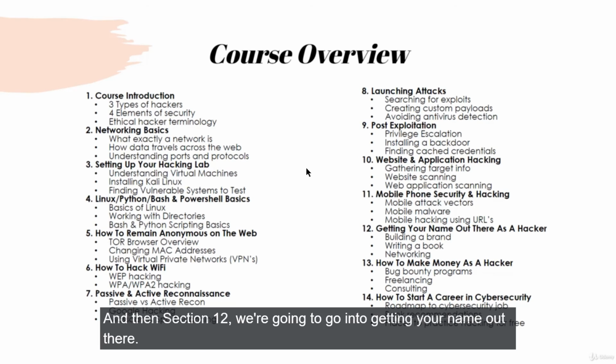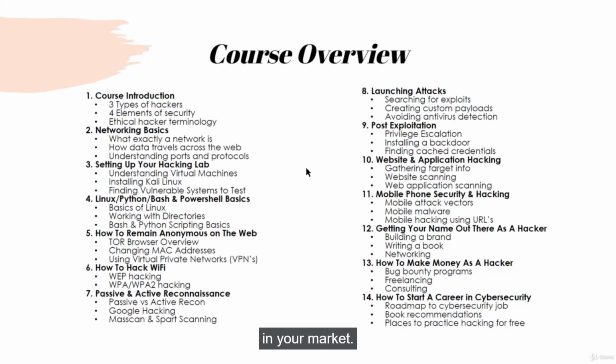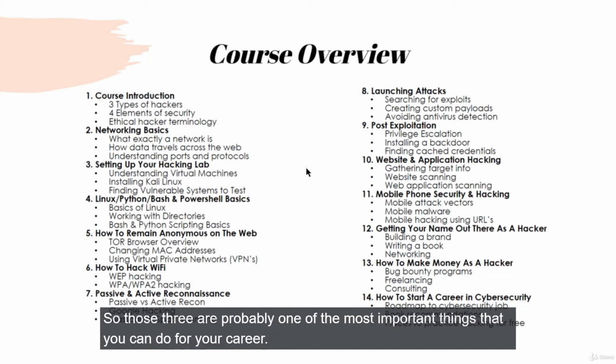And then section 12, we're going to go into getting your name out there as an ethical hacker. How can you separate yourself from the competition, get your name out there, and essentially make yourself one of the top hackers in your actual niche or in your market. So we're going to cover building a brand, writing a book, and networking. So those three are probably one of the most important things that you can do for your career.